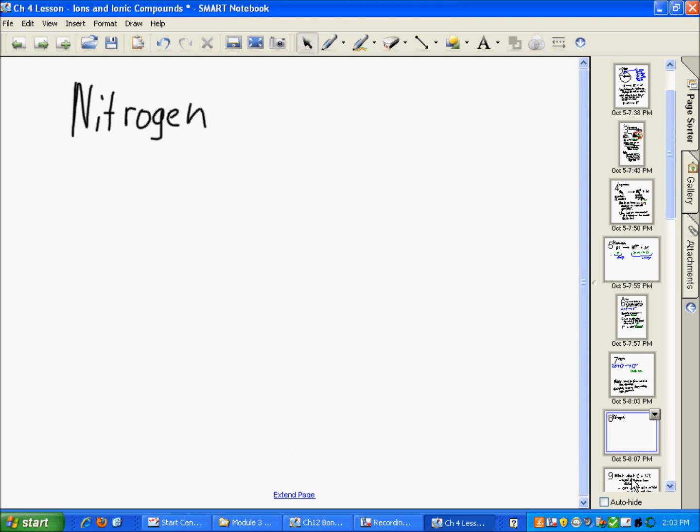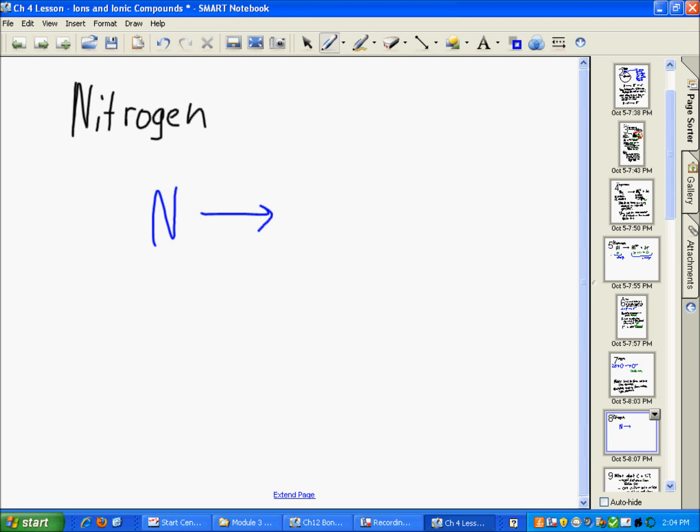Okay, let's do nitrogen now. So find nitrogen in the periodic table, atomic number 7. How many skips to the nearest noble gas for nitrogen? 3. Good. 3 steps to the nearest noble gas. To the right or to the left? To the right. And to the right, are you gaining or losing electrons? Gaining electrons. If you're going to the right, you're adding electrons, and you're adding negative charges.